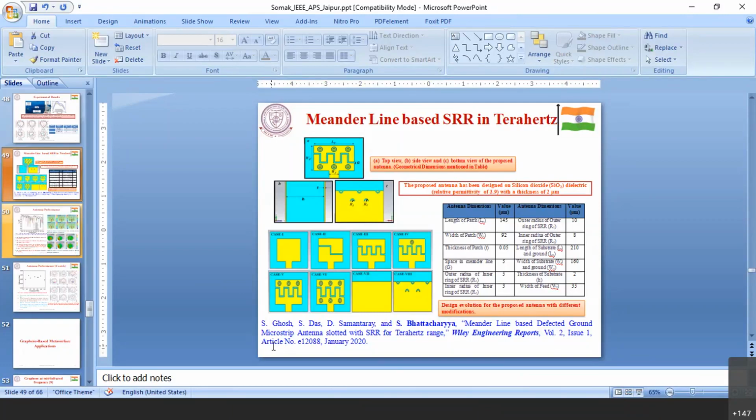Question is, what is the thickness used for the graphene? Graphene thickness, it's a monolayer of carbon atoms. So it is 1 nanometer thickness or even less than that. Okay, sir. Next question is, is the circuit equivalent of a metasurface different at lower or at higher frequencies?